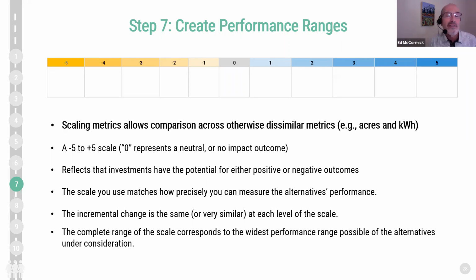And then to the left, for example, if this were the energy that we were looking at, the 5 would be where you're having a significant decrease in energy consumption, or perhaps even energy production. And the minus numbers are where you're actually having an increase in your energy consumption because of an alternative. Next slide.